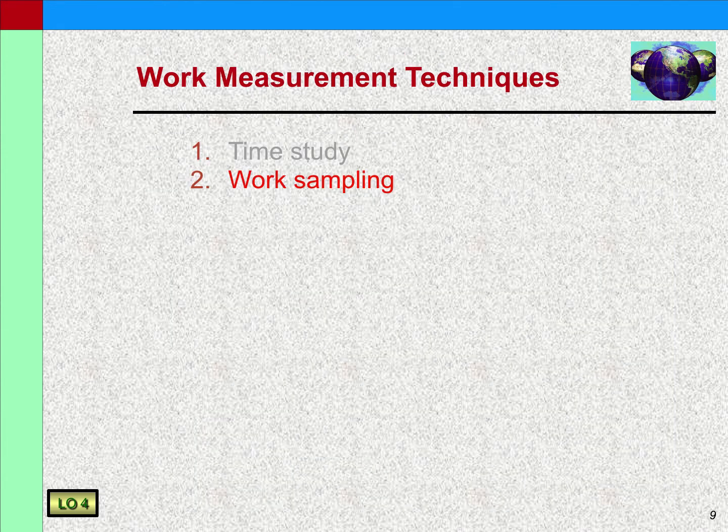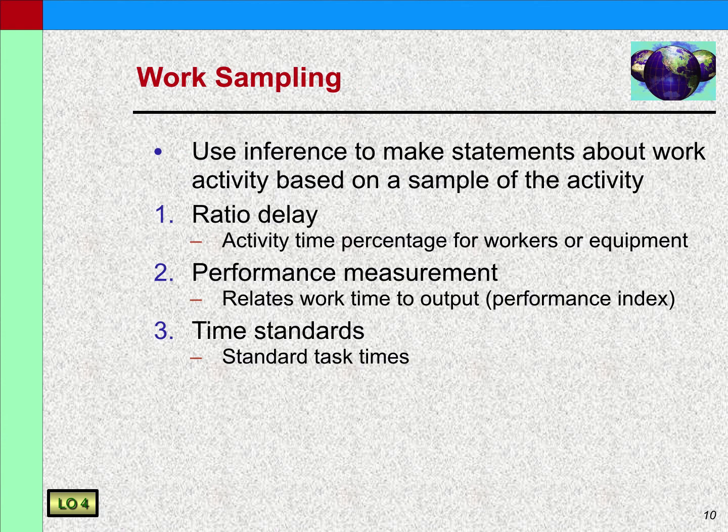Second, work sampling. Work sampling, also called activity sampling, deduces certain work content parameters from sampling a part of the activity. Work sampling can provide the following types of information. A ratio delay is used to deduce the ratio of time spent on a certain activity. This can be a person activity or a machine activity.